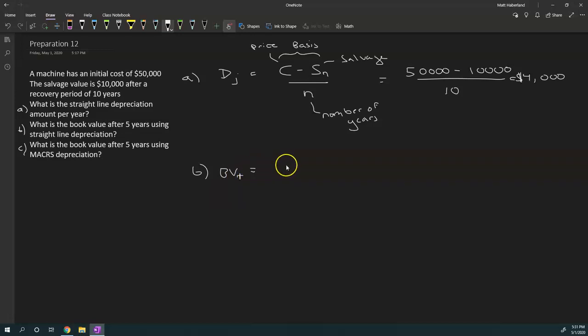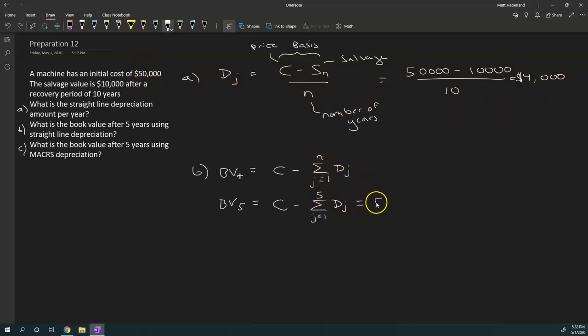Book value after T years is C, which is the initial purchase price, minus the sum from J equals 1 to the number of years of the depreciation amount in year J. And it's going to be the same every year for the straight line method. So the book value after 5 years is the initial purchase price minus the sum from J equals 1 up through 5 years of our D sub J. Now our C is the initial cost, and D sub J we calculated according to this formula here, $4,000 per year.